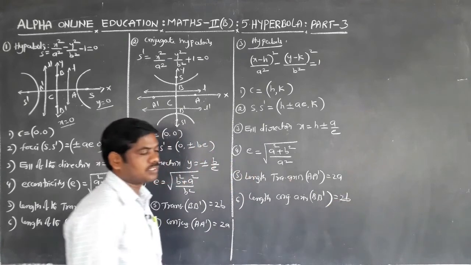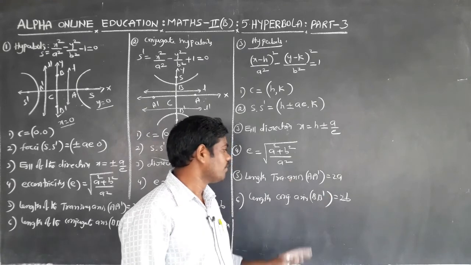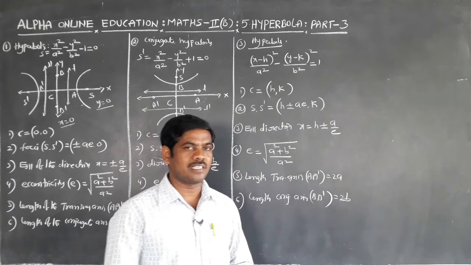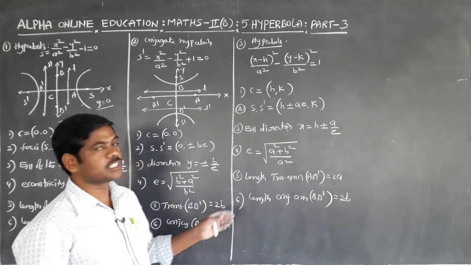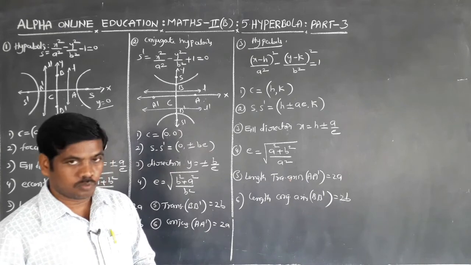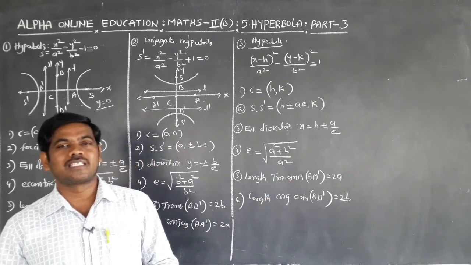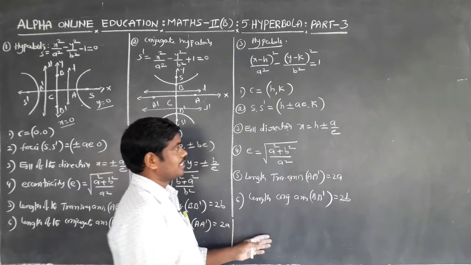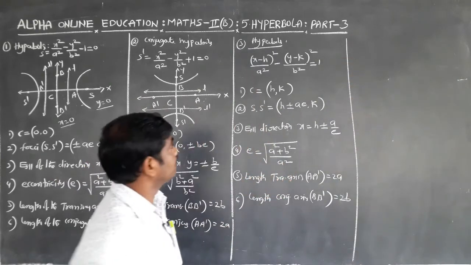Here length of the transverse axis a dash equal to 2a. Length of the conjugate axis b dash equal to 2b. Here the transverse axis is along y equal to k. Conjugate axis is along x equal to h. This is the third one, hyperbola.